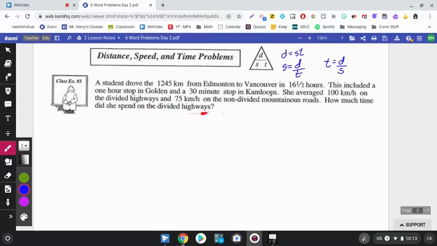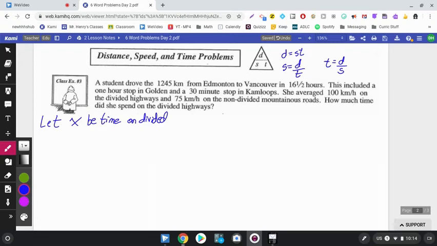So it only asks for one of the pieces, right? I spent a certain amount of time on the divided, a certain amount of time on the non-divided. Well, if I find one, I've found the other, but really all it asks for is one piece. But I'll have to find both in order to get my answer. So let's take a look at this and see what we can create, keeping in mind I need two equations. So to start, I need a let statement. Let x be time on divided highways.